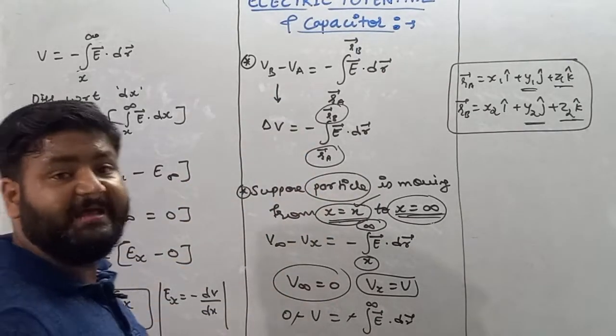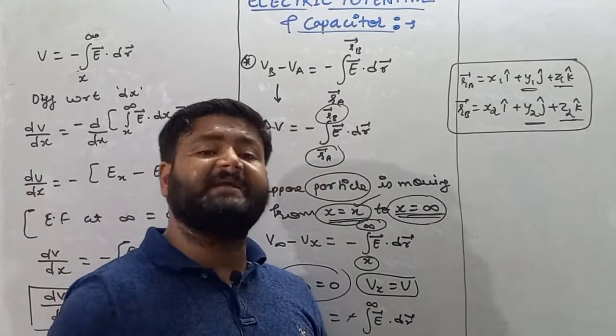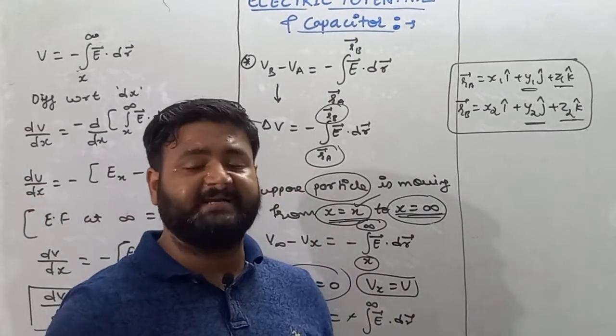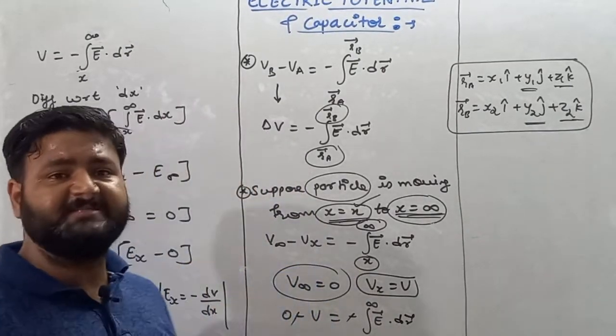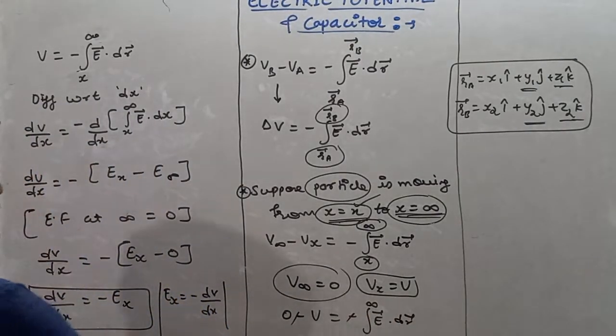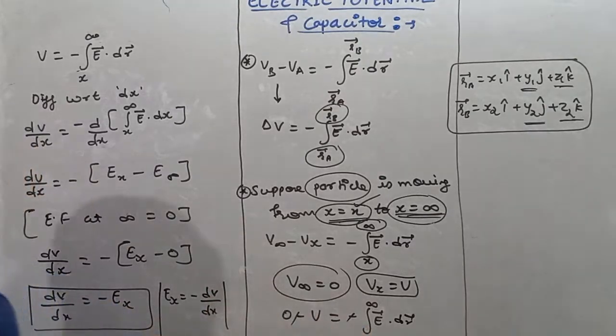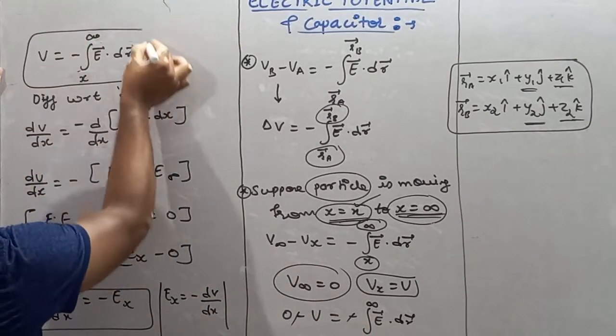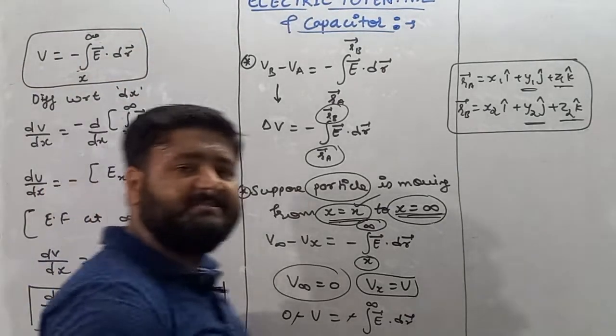These formulas are valid if the electric field is variable, my dear student. As we already discussed, if the electric field is constant, then what is the value of the potential difference between 2 points? The negative signs cancel. So V is equal to minus the integral from x to infinity of E vector dot dr vector.